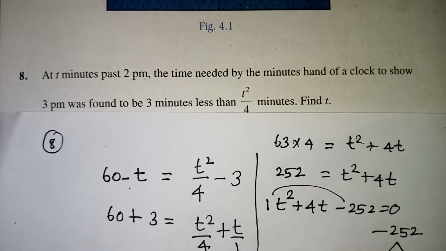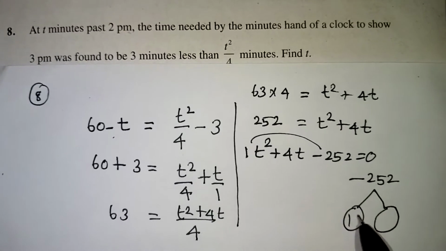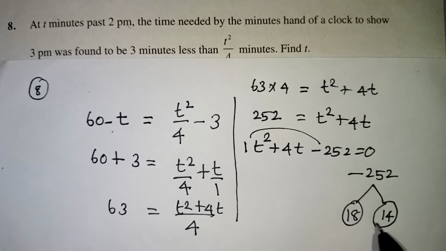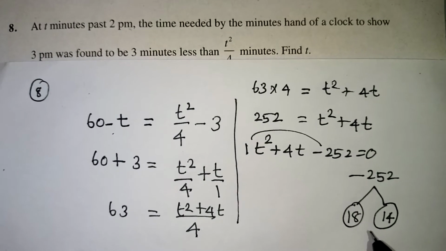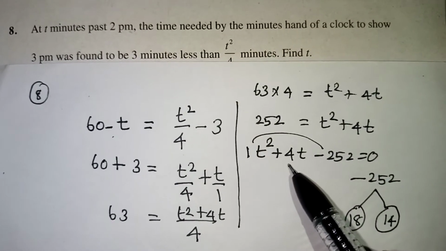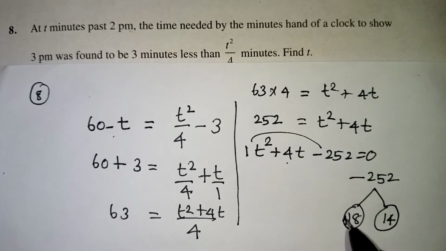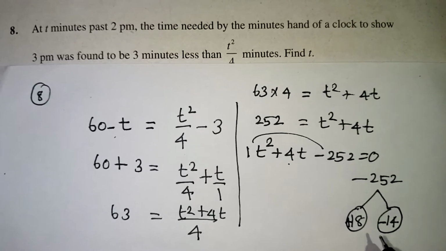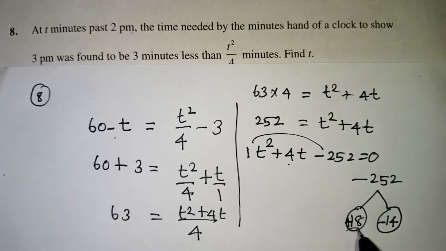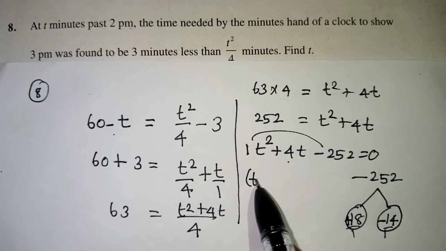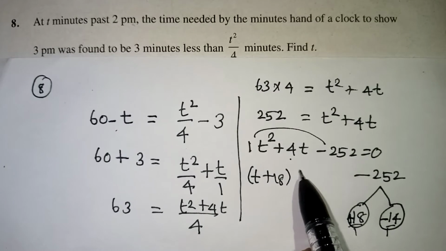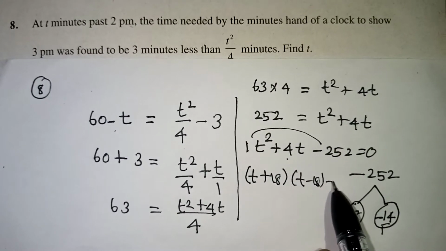While you are subtracting, 4 should come. So 18 14s are 252. So since minus is needed, one of the numbers should give the minus sign. Since plus 4 is needed for the addition, give the plus for the big number and minus for the small number. So since the first number is 1, division of 1 doesn't affect any number. So I can write t plus 18 and t minus 14 equal to 0.